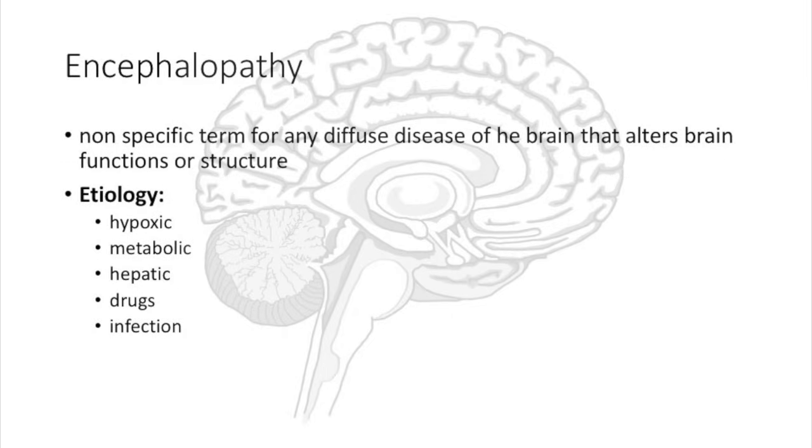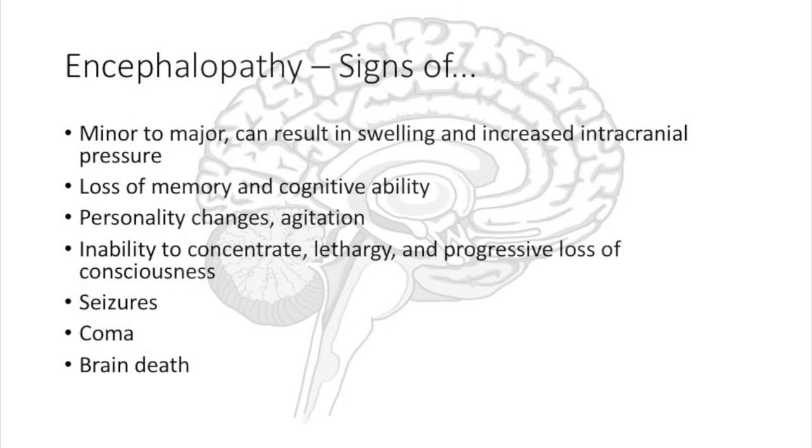Encephalopathy can occur from hypoxia, metabolic syndromes, hepatic issues, as well as drugs and infection. Signs of encephalopathy could be certainly minor to major, which increases the swelling and intracranial pressure. Encephalopathy can cause loss of memory, decreased cognitive ability, personality changes, agitation. We certainly have had these sort of patients in the ICU, and seizures, coma, and brain death.